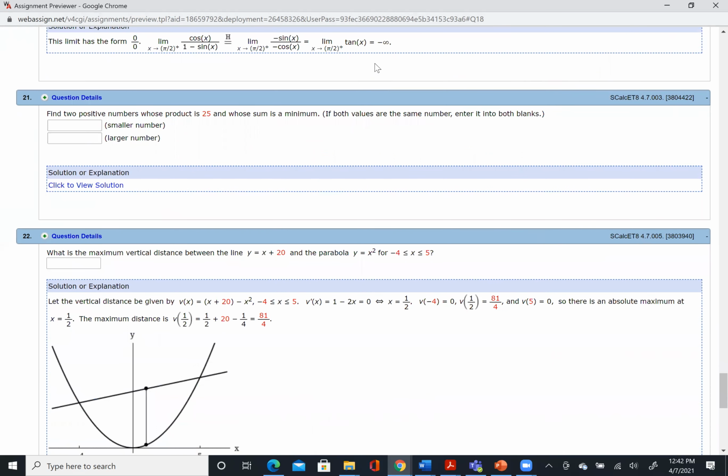Okay, so let's move to question number 21. Find two positive numbers. Since we are looking for two positive numbers, we're going to say x and y, right? The product of them is 25, so x times y is equal to 25. And the sum is minimum, so we want the sum, p equals x plus y, and we want p to be minimum.